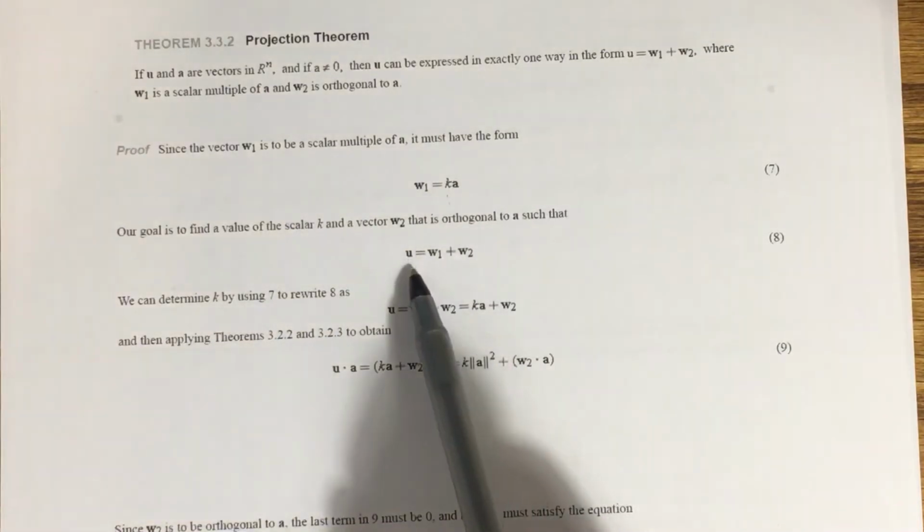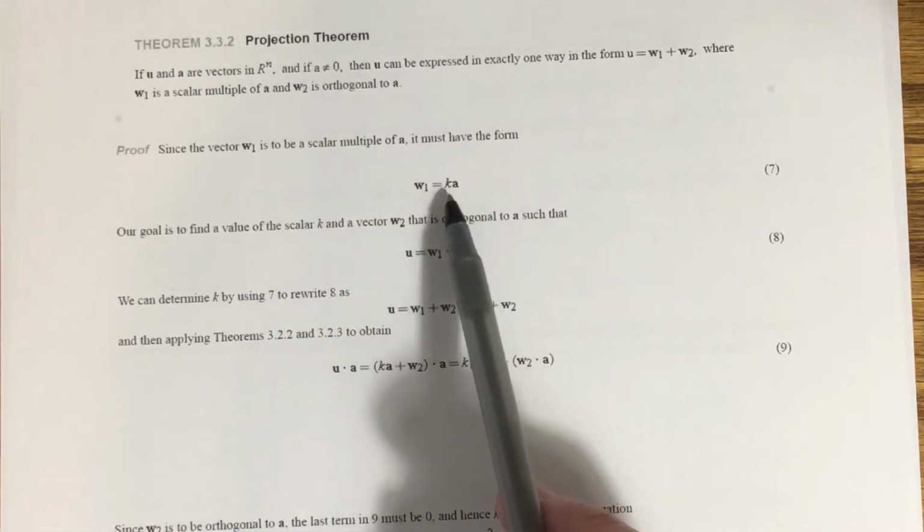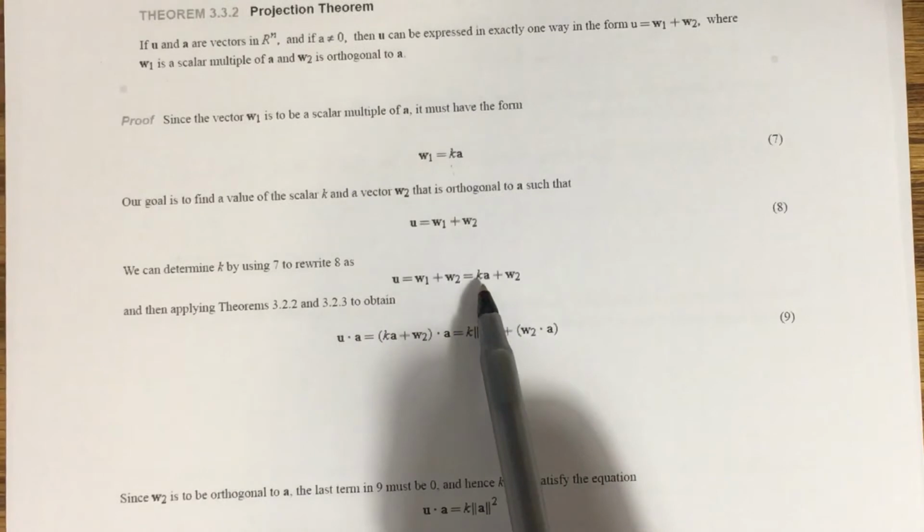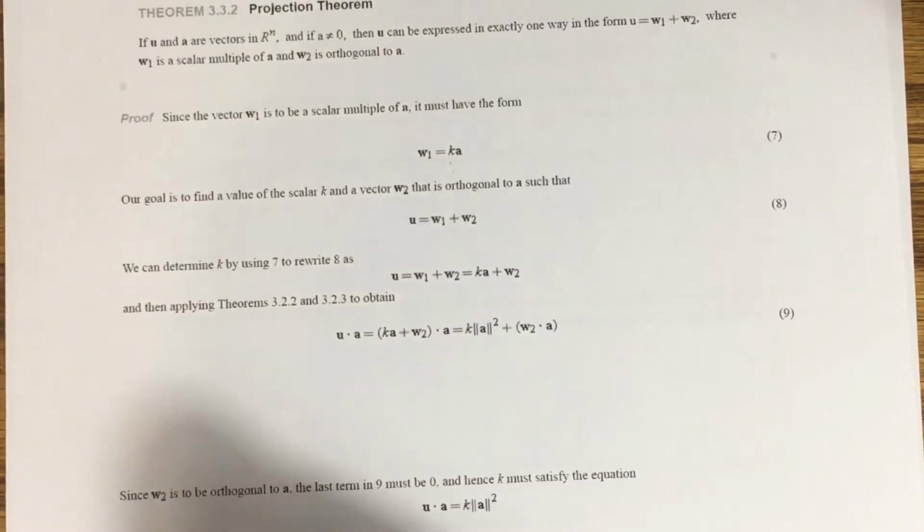So we actually start with this expression, and we make this substitution for W1. u should end up equaling W1 plus W2, but W1 should be ka, some scalar times a, and then plus W2.